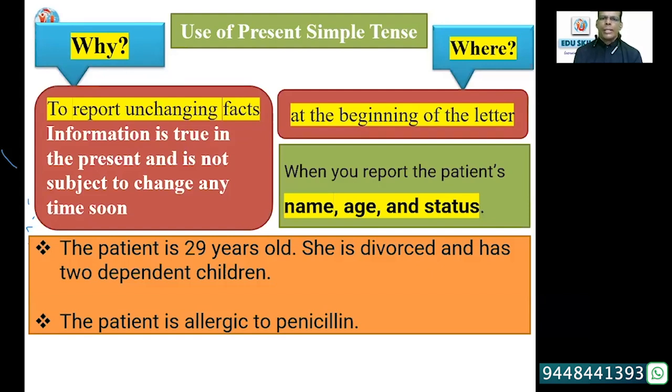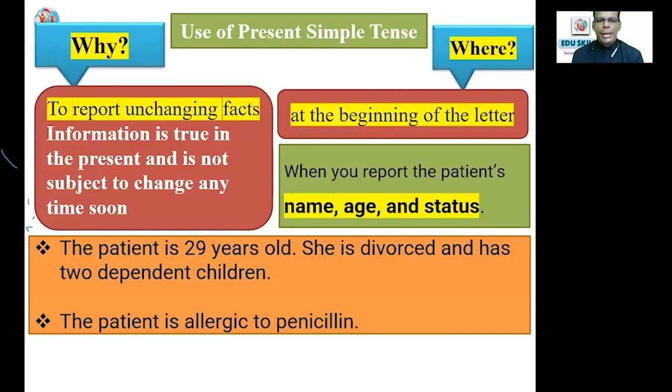For example, the patient is 29 years old. The patient may be 12 months on, she'll remain 29 years old. It is not going to change immediately, today or tomorrow or yesterday. She is divorced and has 2 dependent children. She is divorced is a fact, and it will continue to be a fact. And the 2 dependent children she has, that also will continue to be a fact. In the near future, there will not be a change.